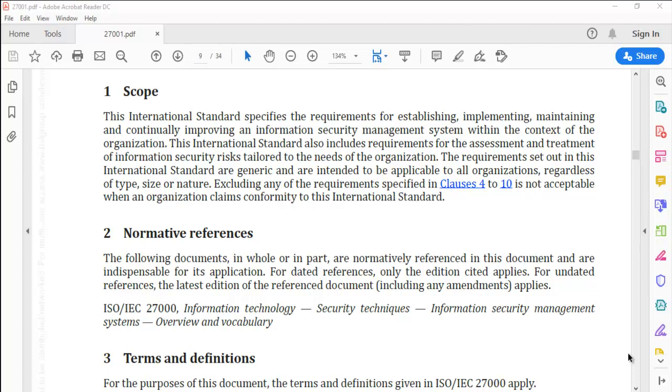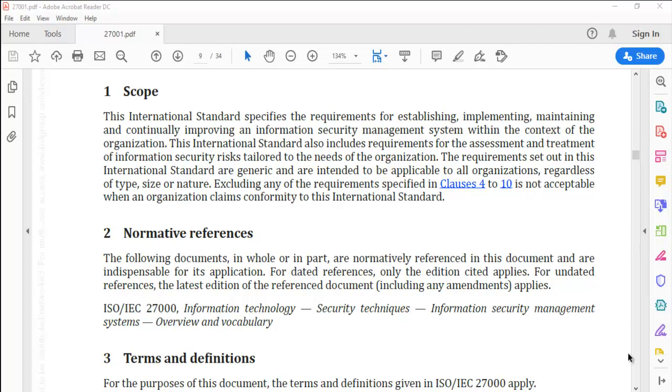The standard further goes out to mention that the requirements that have been laid down in this standard are very generic and are applicable to all kinds of organizations, regardless of any type, size, or nature. So, as such, from an ISO 27001 standards perspective, there is no limitation on what kind of organization can implement ISO 27001. ISO 27001 intends to be generic and is applicable to all organizations, regardless of the organization type, organization size, or the nature.